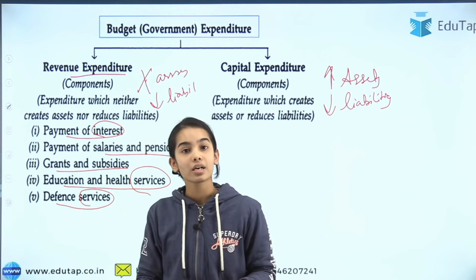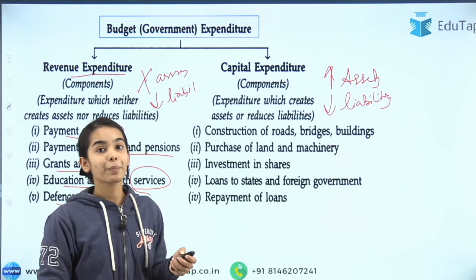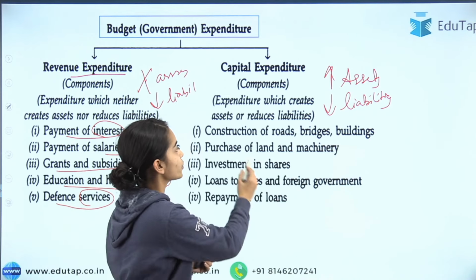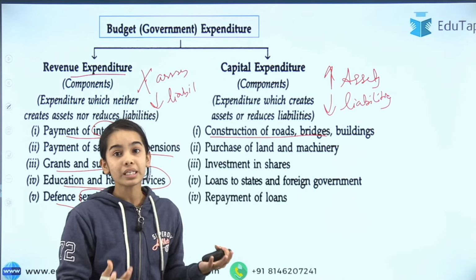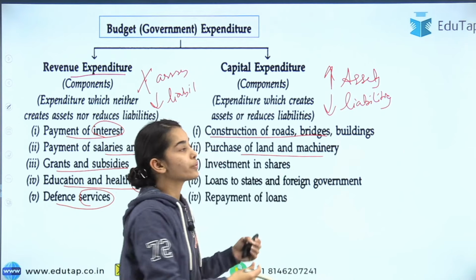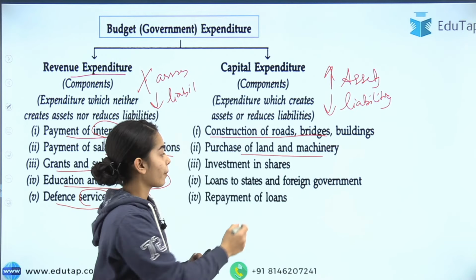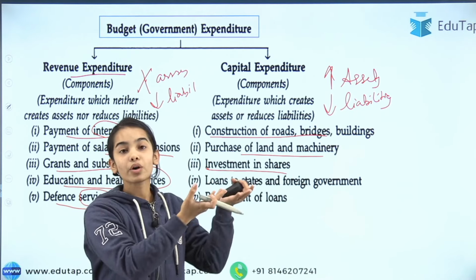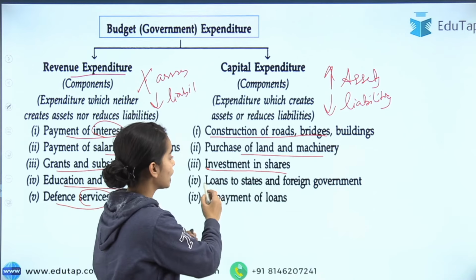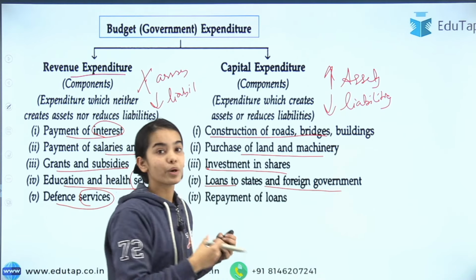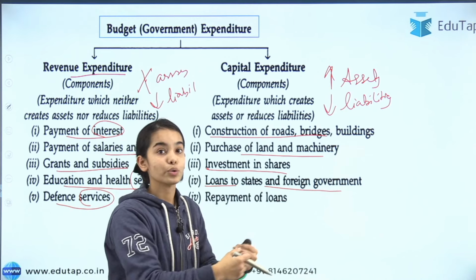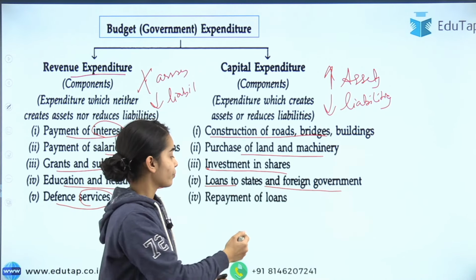Similarly for the defense services. But in the case of the capital expenditure, you are increasing the assets. You are constructing the roads and bridges and buildings. You are purchasing the land and machinery, that is increasing the assets. Investment in shares, of course your assets are being increased. Loans to states and foreign government, you are giving the loan. Loan is the asset for you, so you are increasing the asset.